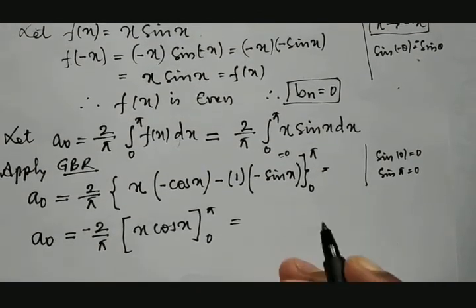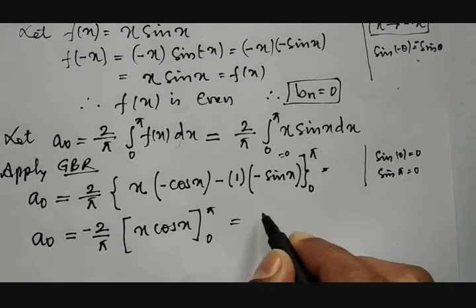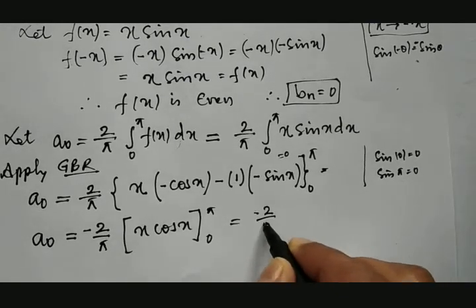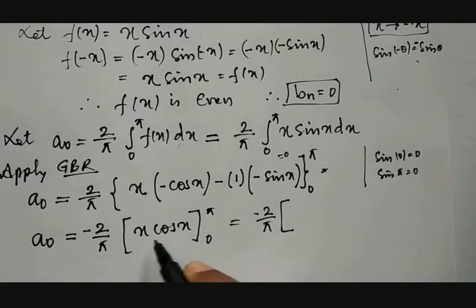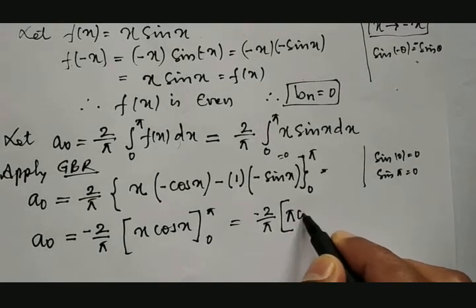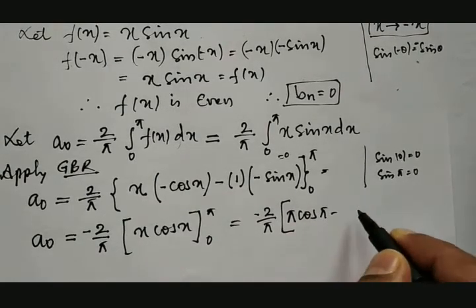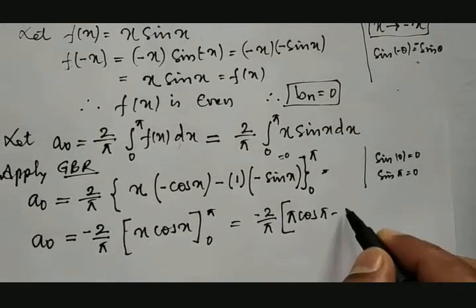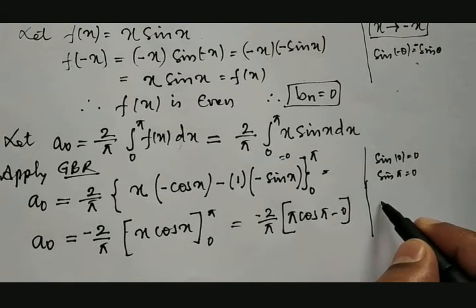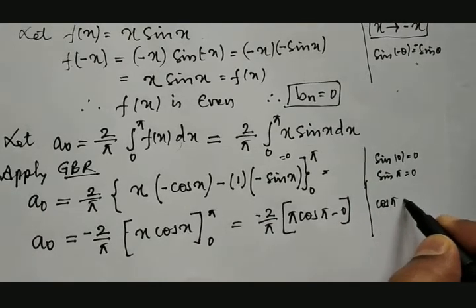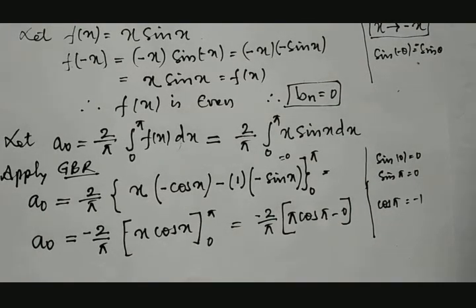Therefore, substitute upper and lower limit, then it becomes minus 2 divided by pi into upper limit in place of x, that is pi, so it becomes pi into cos pi minus 0 into anything will be 0. Similarly, we know that cos pi is equal to minus 1.